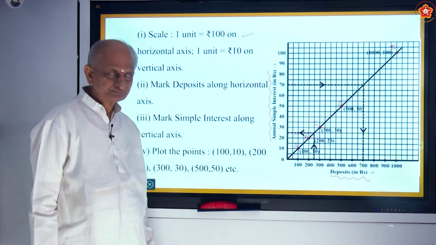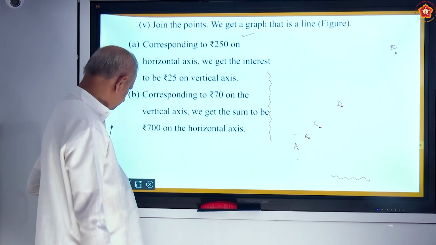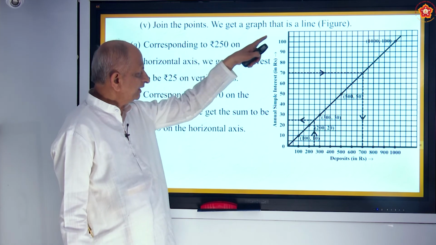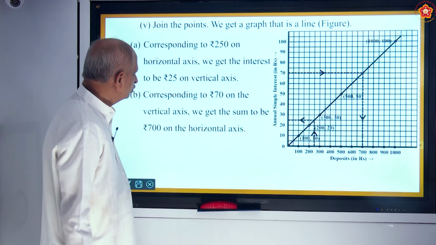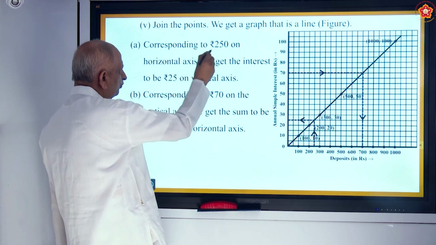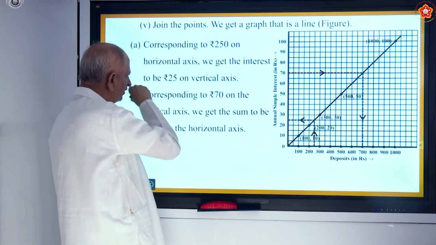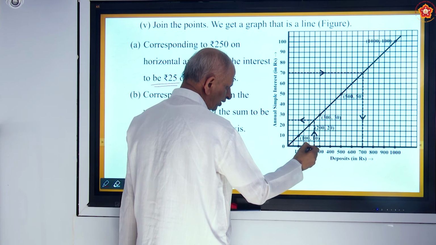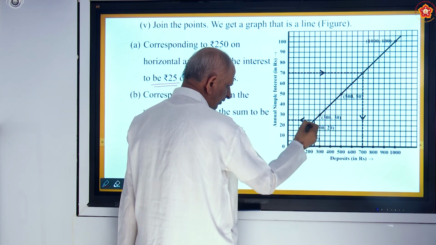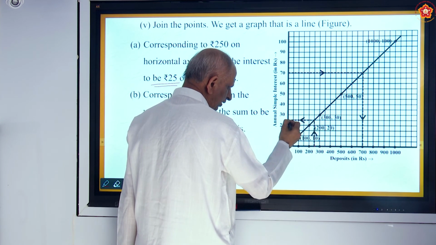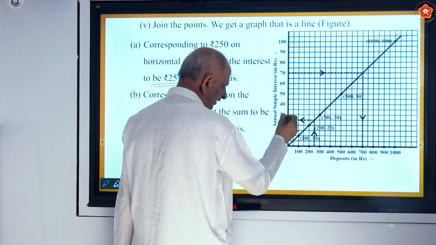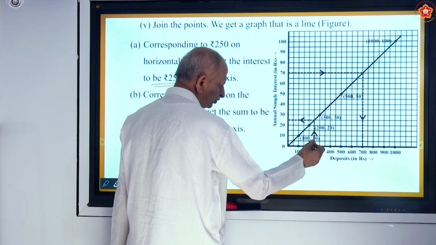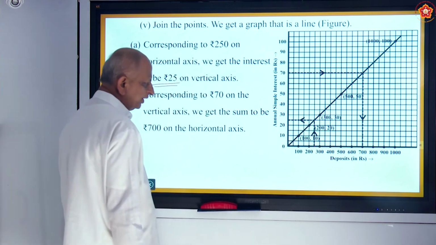Noted the figure? Okay. Now, coming to the answer to the question. So, join the points, we get a graph, that is a line. So, this is the line got. Now, 2 questions. Corresponding to rupees 250 on the horizontal axis, we get the interest as 25 rupees. So, here 250 is between 200 and 300, the midpoint. And you must find out where this corresponds to on the y-axis. Between 20 and 30, that is 25. So, if the principal is 250, interest is 25 rupees, that is the answer.